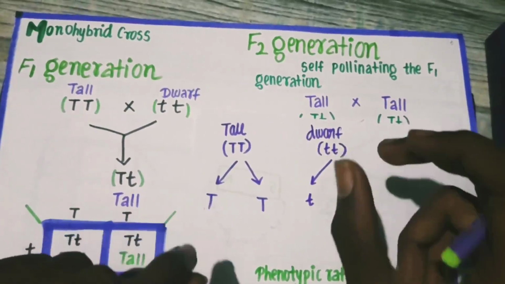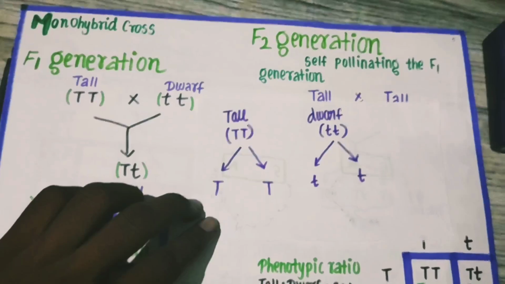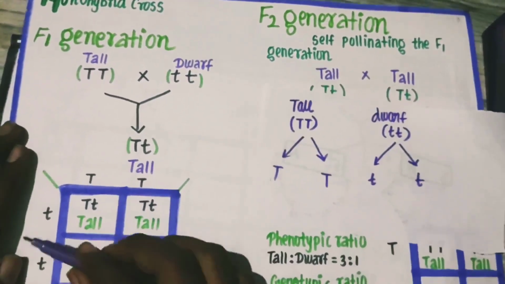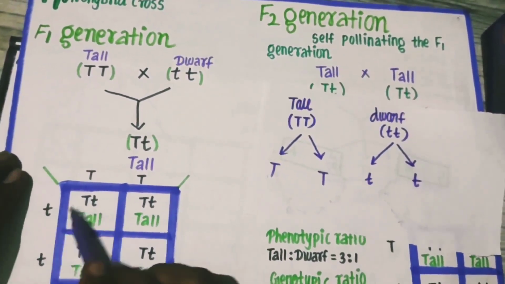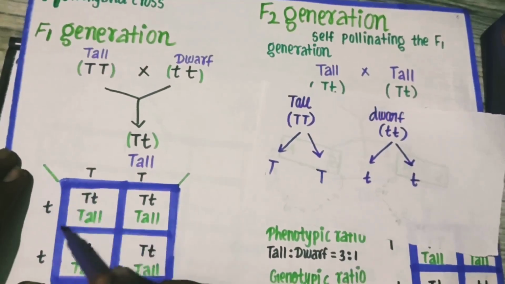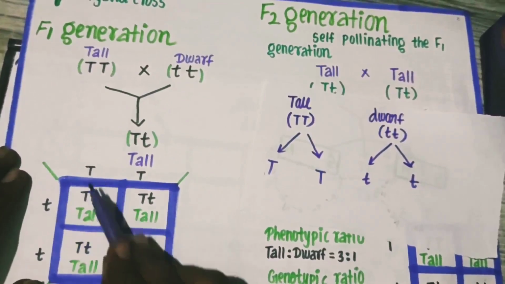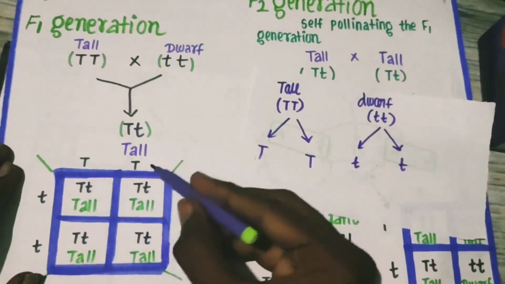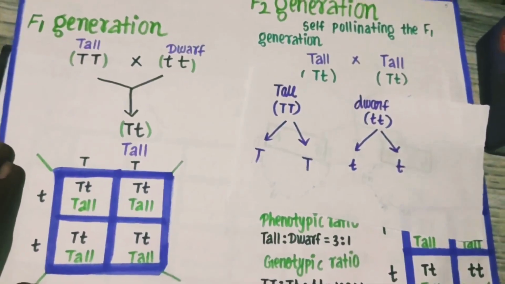Now these two gametes have to fuse together during fertilization, right? I have written the male gametes and female gametes here. When they fuse together, what is the result? You are going to get capital T and small t. Here also capital T, small t, here also capital T and small t. I have written the phenotype and the genotype.